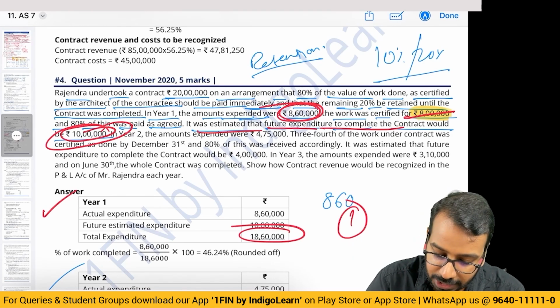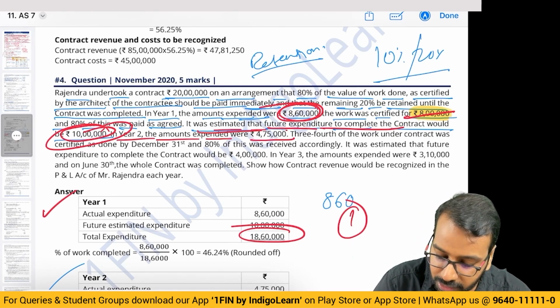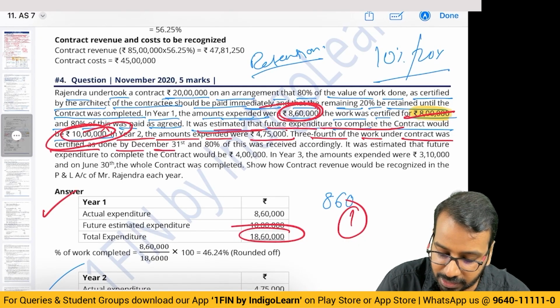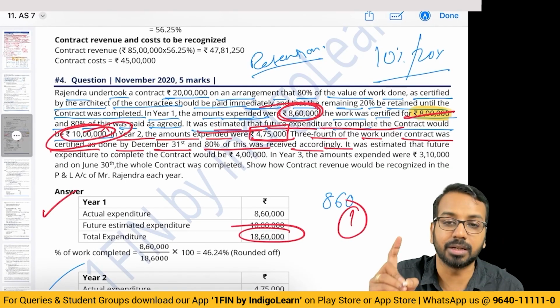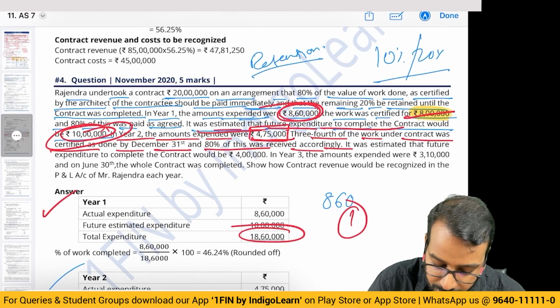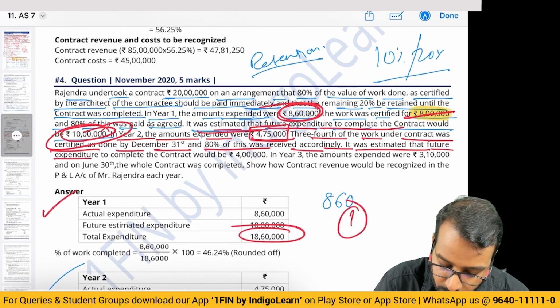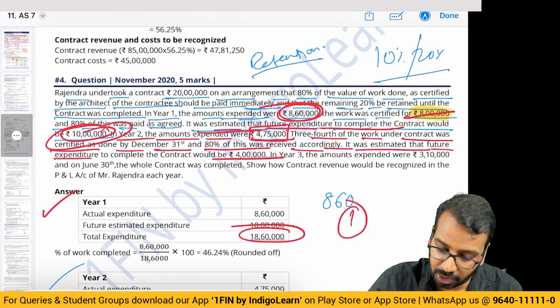Okay. In year 2, the amount spent was 475. 3/4 of the work under the contract was certified as done by December 31st and 80% was received accordingly. So, how much did we spend? 475 in the second year. It was estimated that future expenditure to complete the contract would be 4 lakhs. Now, this is for the second year. This is for the first year.